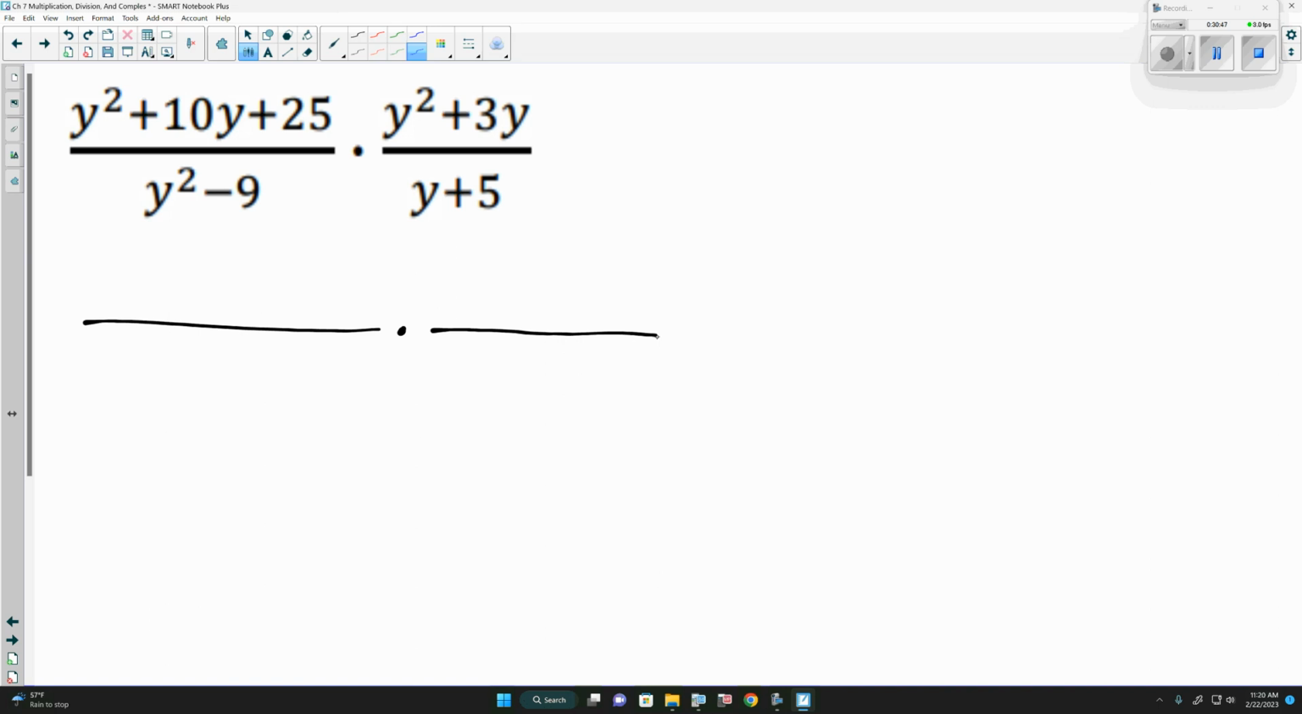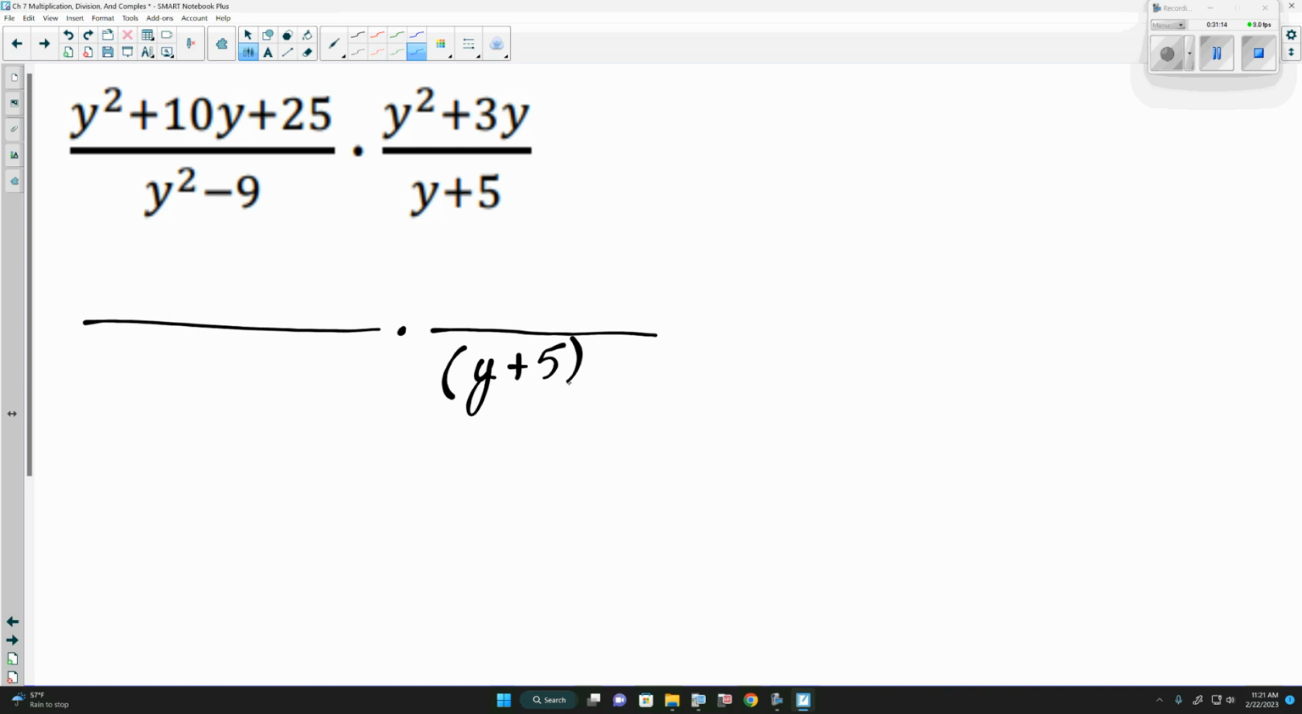Let's look at this one here. Again, we need to factor first before we do anything else. Looking at these three, the y plus 5 in the denominator of our second expression is as simplified as it gets, because y and 5 do not have a greatest common factor. And since y is to the first power, that is as simplified as it gets.